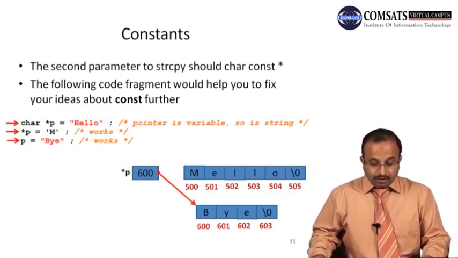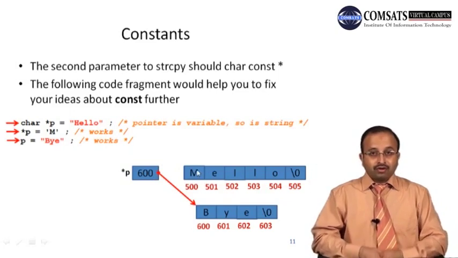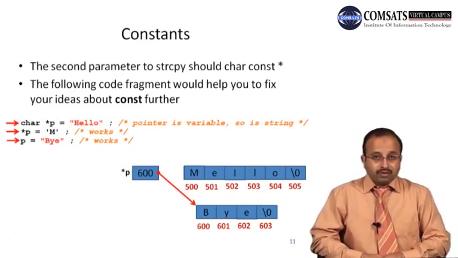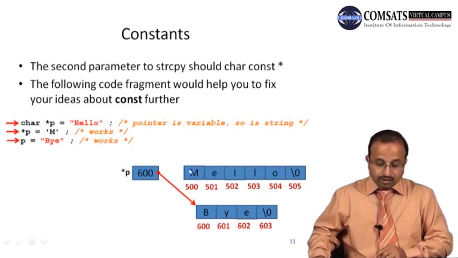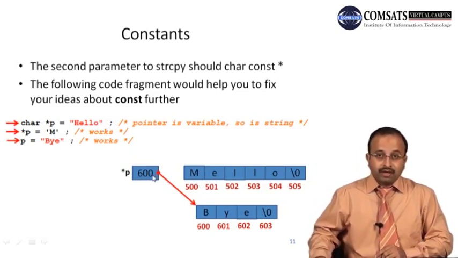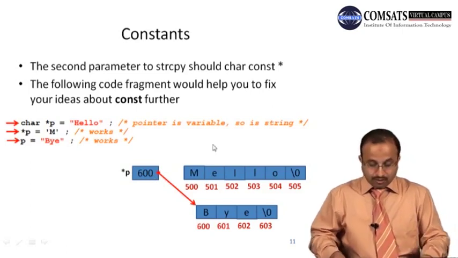So you see, neither the pointer nor the string here is constant. That means they are variables. You can change the value of the string here, like you change m over here, and you can change the value of the pointer over here as well, that is 600. So none of them are constant over here.